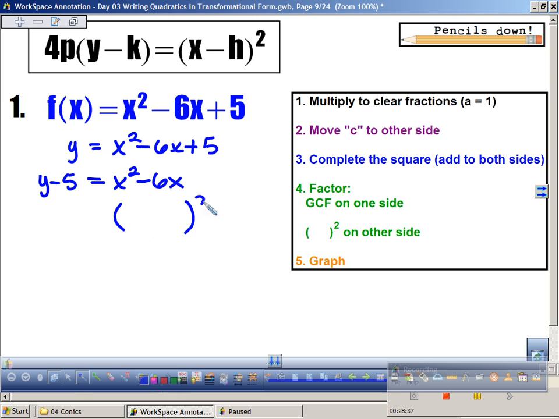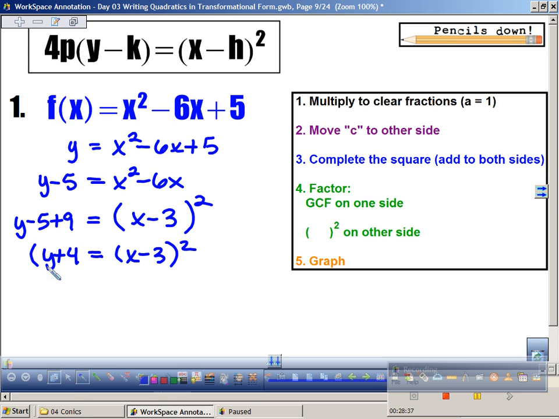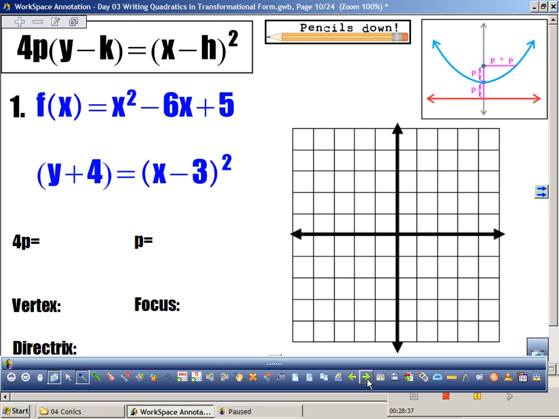In order to complete this square, I would have to add 9 to both sides, right? Because 3 squared is 9. This becomes y plus 4 equals x minus 3 quantity squared. This has a coefficient of 1. So now, when I graph it, 4p is 1. So 2p is 0.5. So 1p is a quarter.